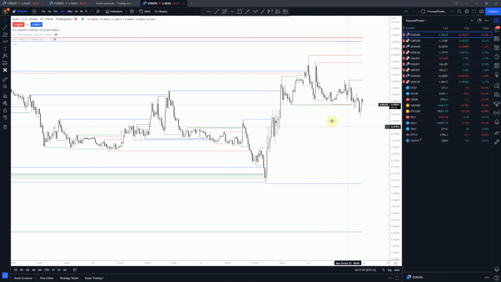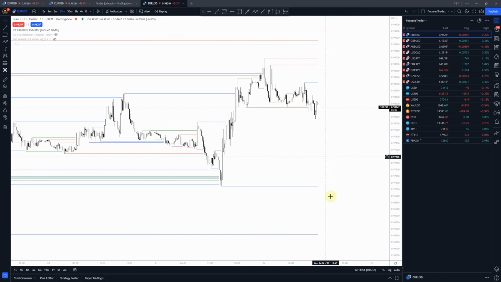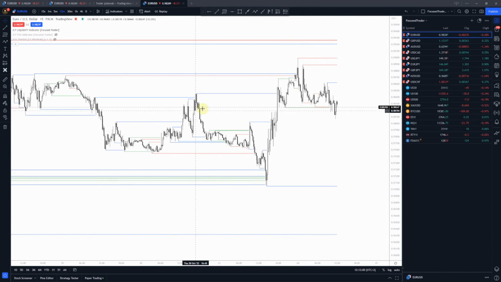And you see that there's no liquidity in this area there. So if we want to continue to the downside, we need to slowly build up new liquidity to sort of get there, or we need to have some strong market movement. So we never know what happens.